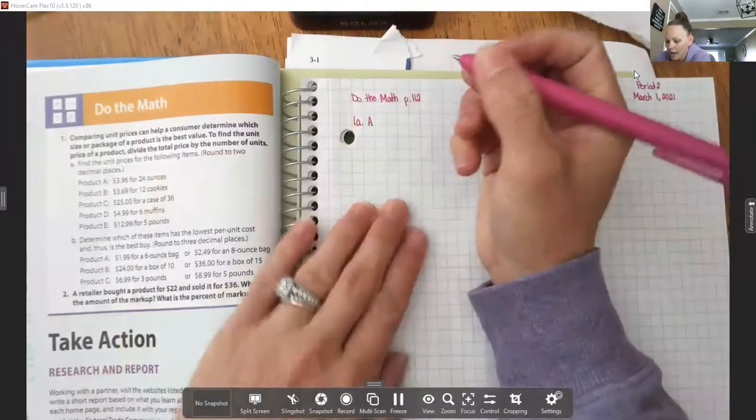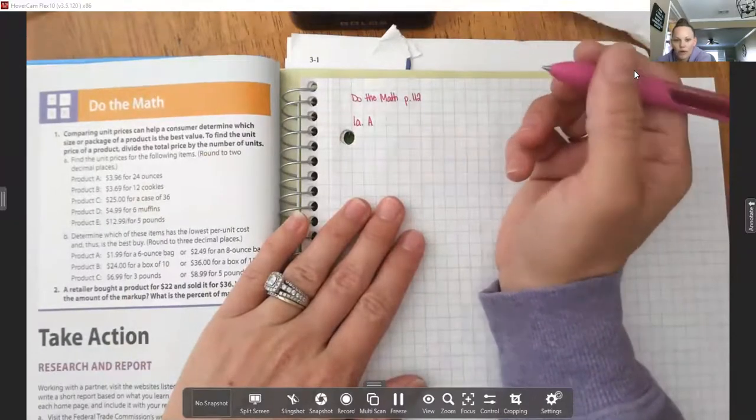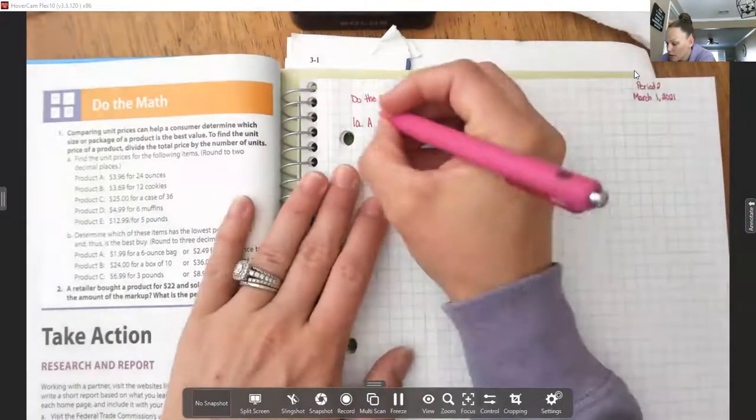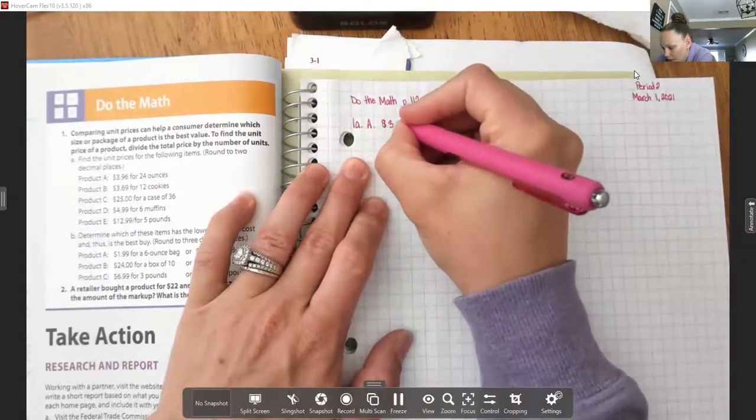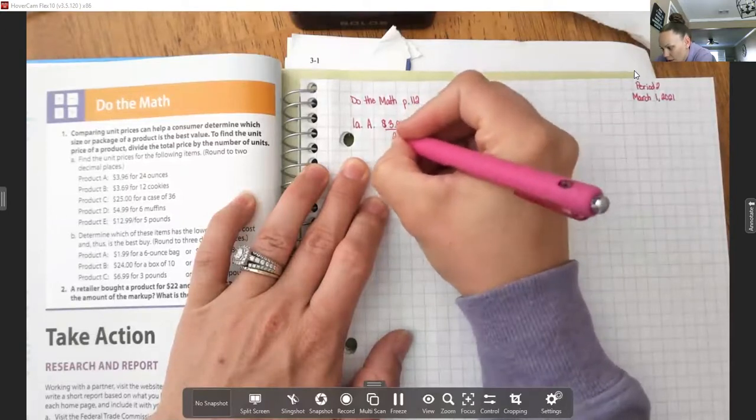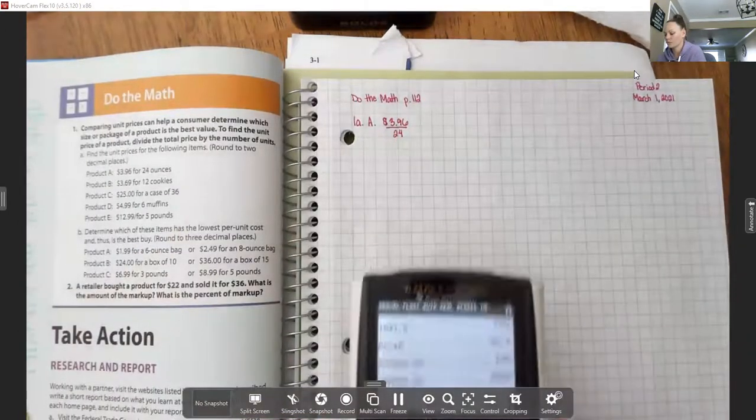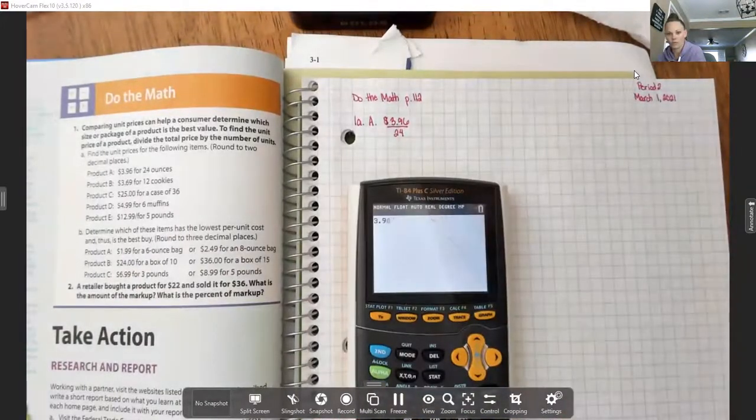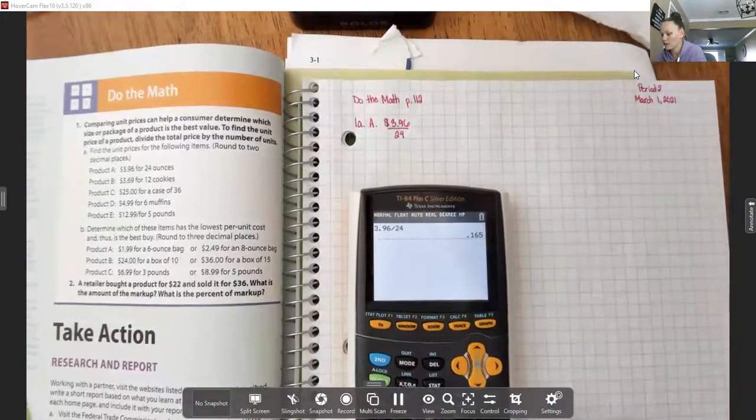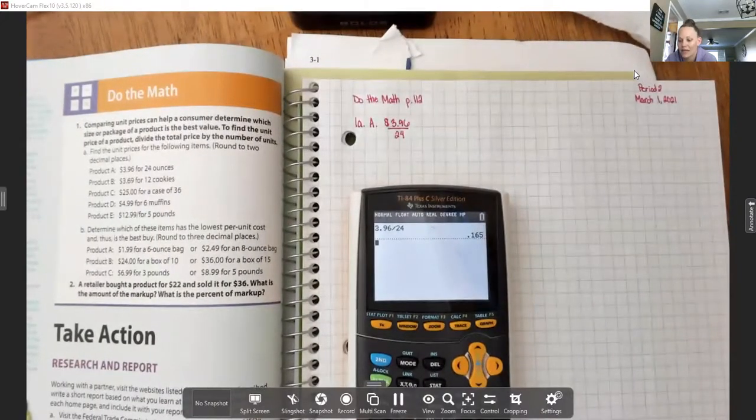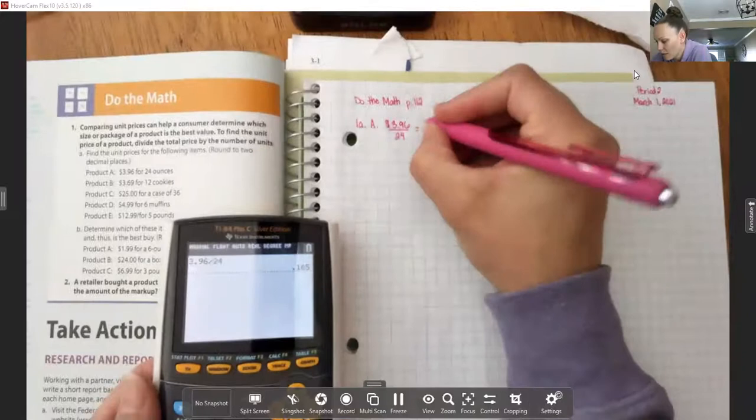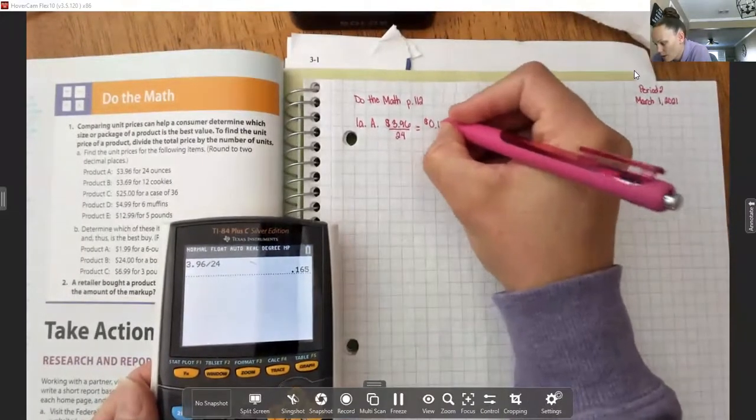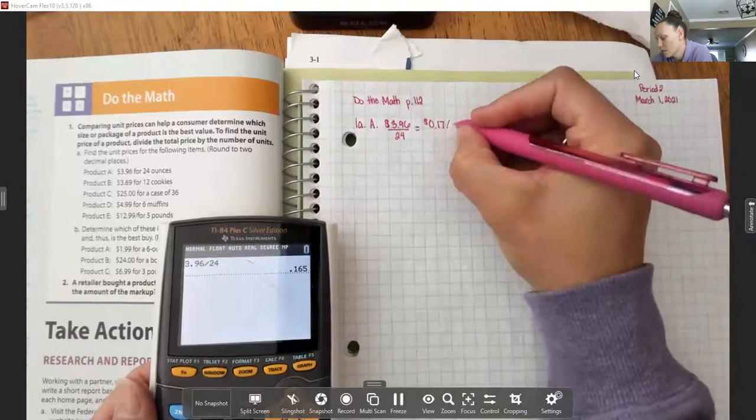So product A is $3.96 for 24 ounces. To find the unit price, it's $3.96 divided by 24. So it's 0.165 because we're talking money. Remember, we need to round to 2 decimal places, not 3. So this is going to be 17 cents per ounce.